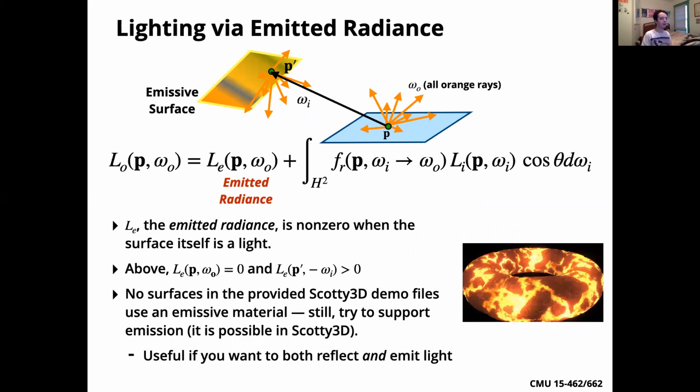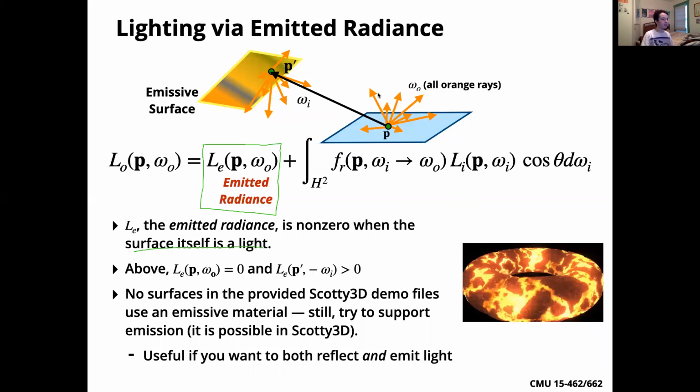Something else that I want to talk about is there's actually another way to emit light in Scotty 3D that, in fact, none of the actual examples that we give you use, but it's still possible. It's still something I wanted to talk about because, at the very least, people are a little bit confused about this term in the rendering equation. So another way to think about lights is that they're just normal surfaces with this term LE, the emitted radiance. So what this means is that this is non-zero when the surface itself is a light.